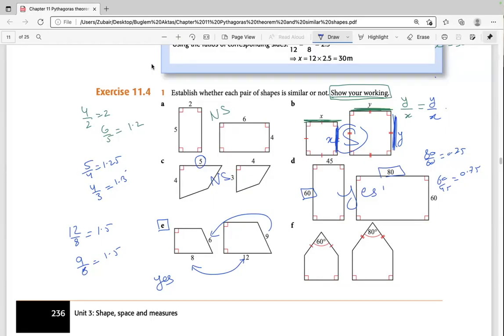Okay. F part. It's not the same because the angles are not the same. Very good.